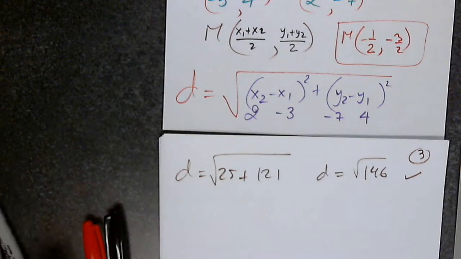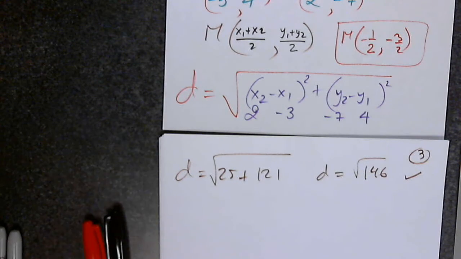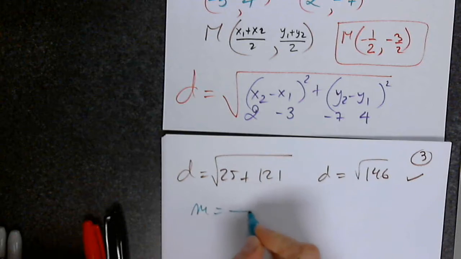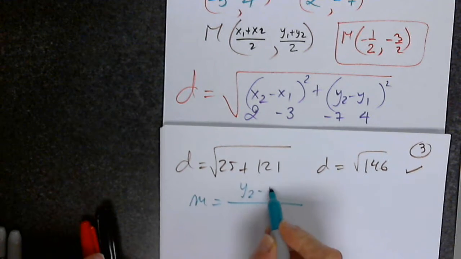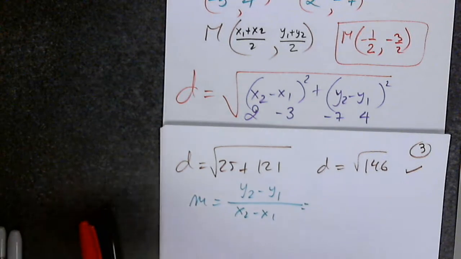Okay, now we are given these 2 points. We want to determine the equation of the line passing through them. How do I do that? What is the starting point? With the slope. Very good. I have to find the slope. The definition of the slope is y2 minus y1 over x2 minus x1. So let's find the slope.